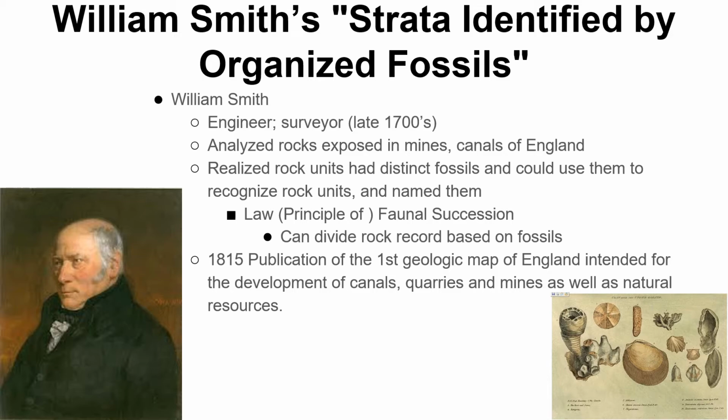So he was pretty much the first one to start showing that you can divide the geologic record based on fossil content. And in 1815, he published the first detailed geologic map of England, intended for the development of canals and quarries and mines, as well as anything else people wanted to dig for. But he did run into a couple of problems. Notably, his work was stolen. He was sent to debtor's prison. His wife was in a mental institution. There were a whole bunch of things going on with William Smith.